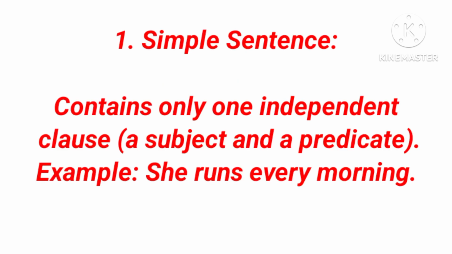Number 1. A simple sentence contains only one independent clause, a subject and a predicate. Example: She runs every morning.